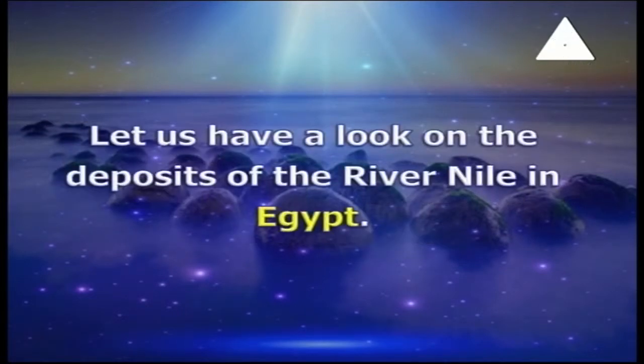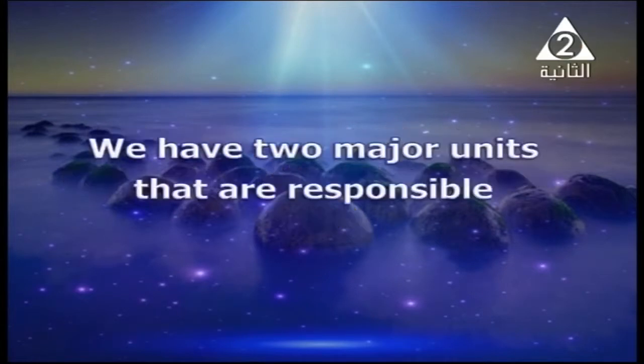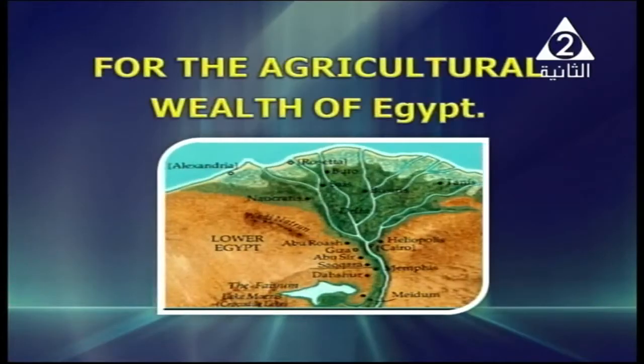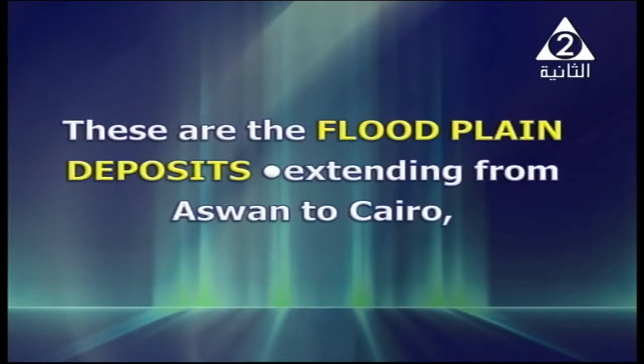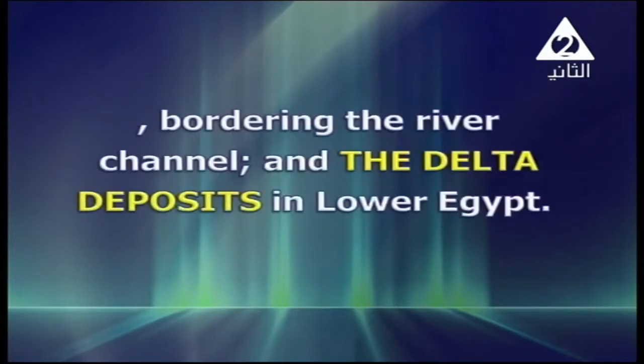Let us have a look at the deposits of the river Nile in Egypt. As an example, we have two major units that are responsible for the agricultural wealth of Egypt. We have the floodplain deposits, which extend from Aswan to Cairo, along the river channels, and the delta deposits in the lower Egypt.